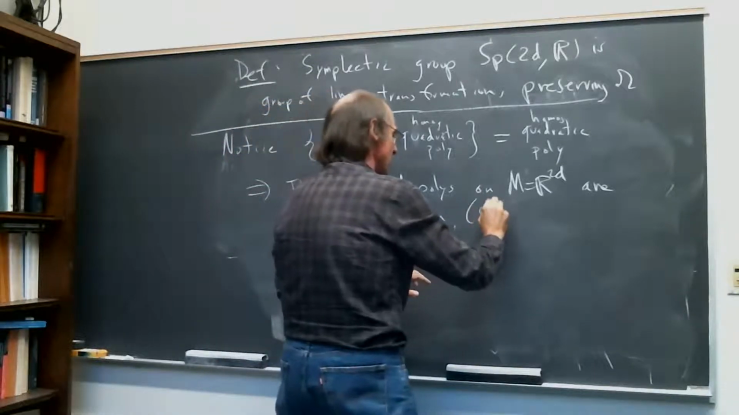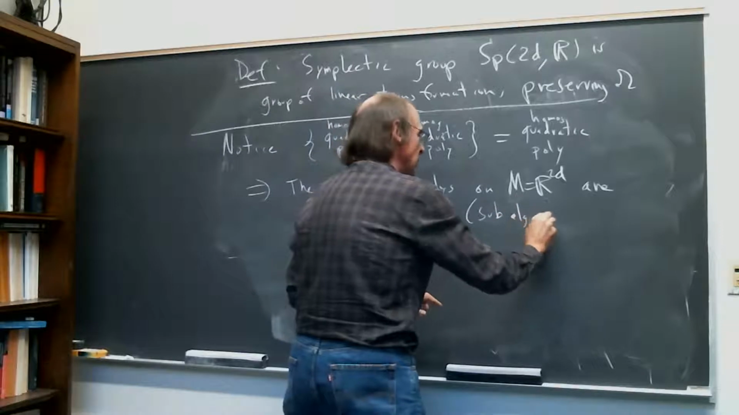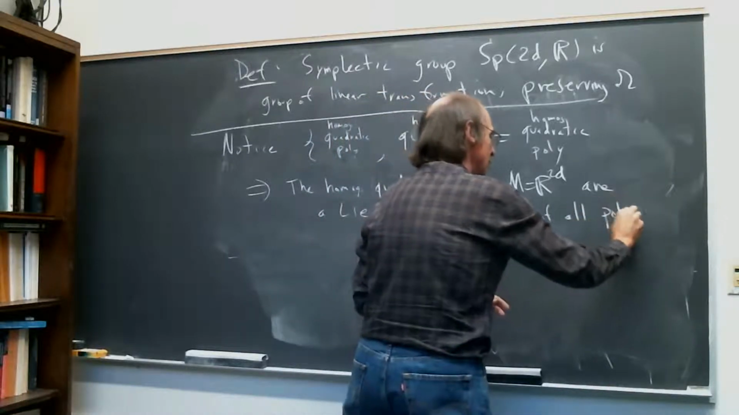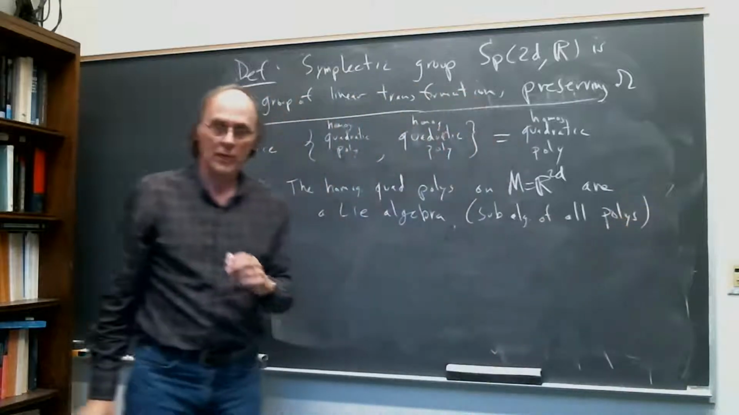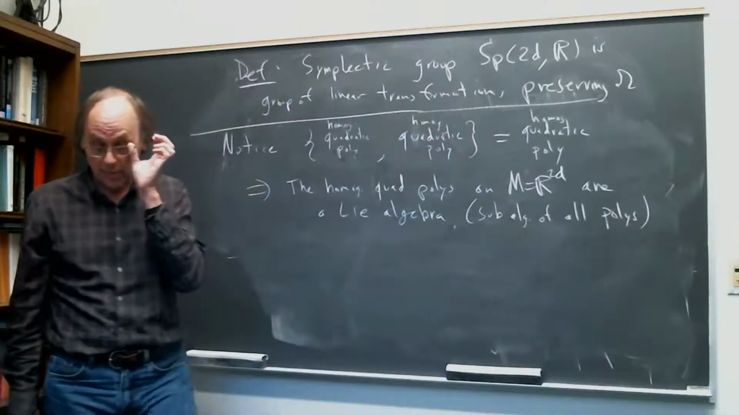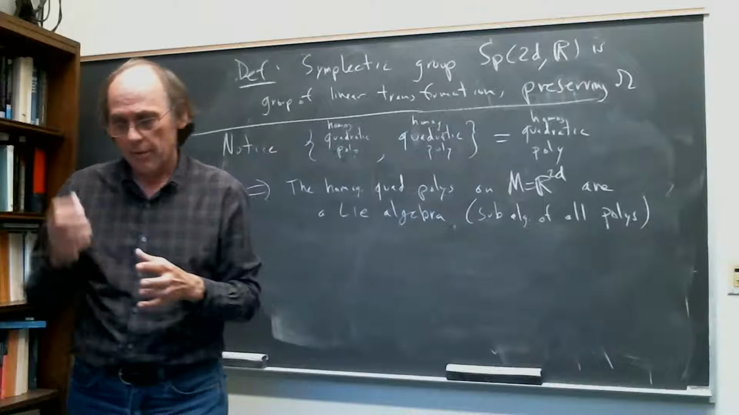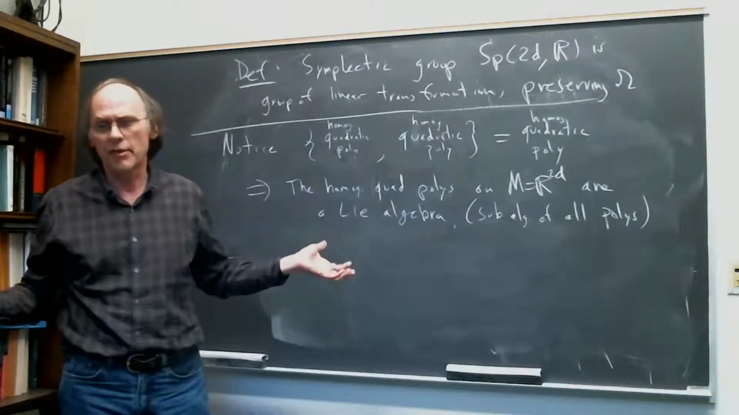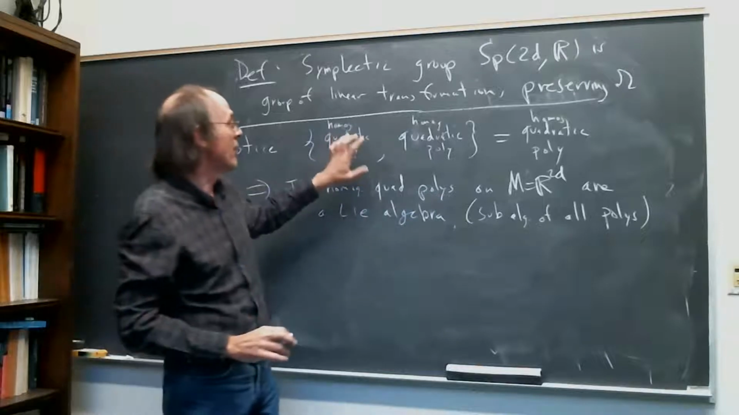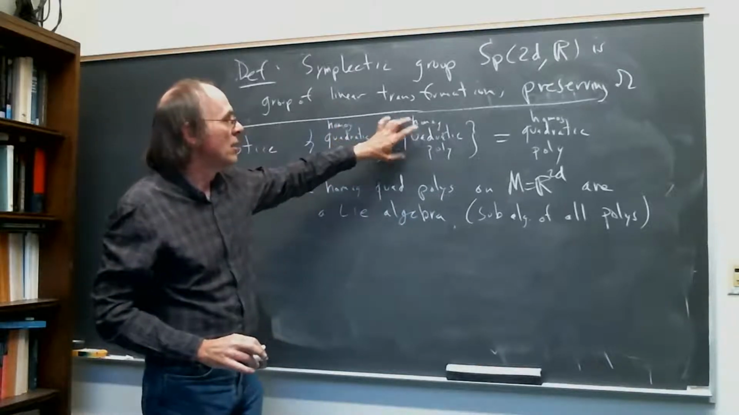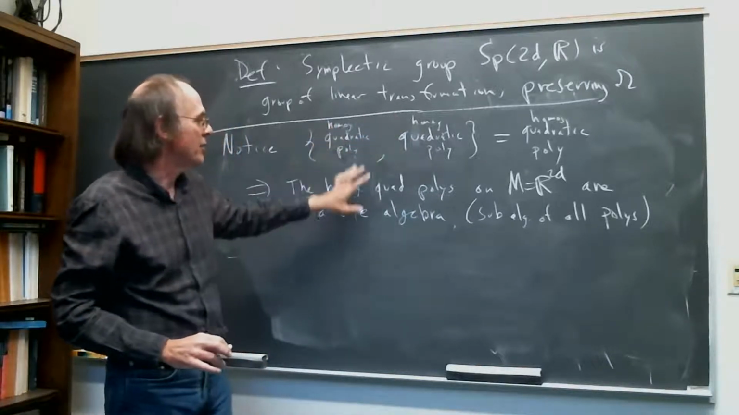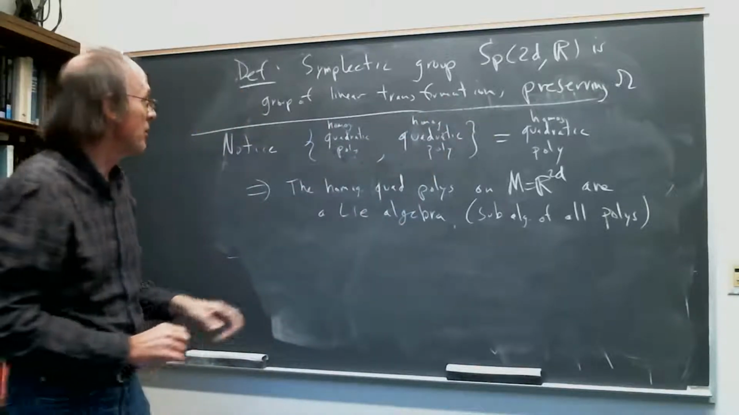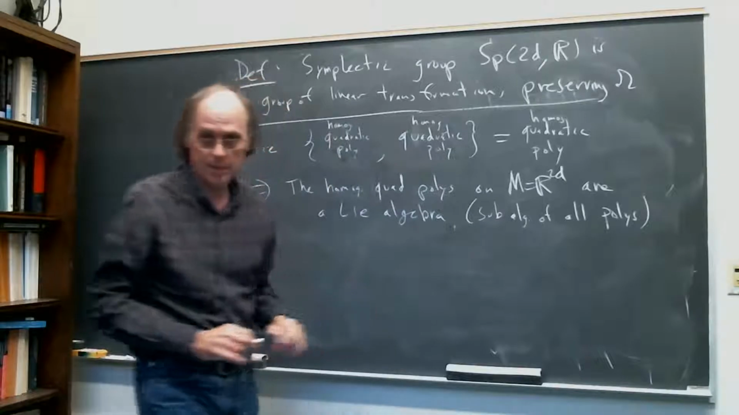And it's just a subalgebra of all polynomials. So, as I was saying, the problem with thinking about functions on the phase space as a Lie algebra is that it's an infinite dimensional one. But if you just look at these quadratic things, then you've actually got a finite dimensional thing. You can figure out what the dimension of this thing is.